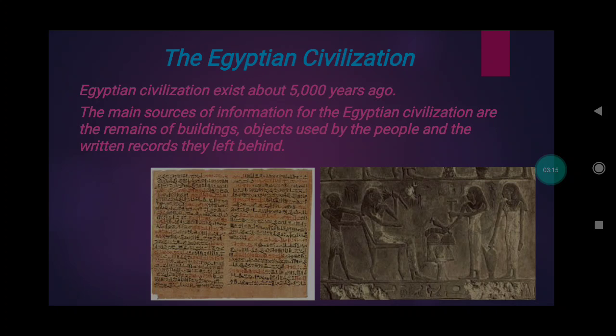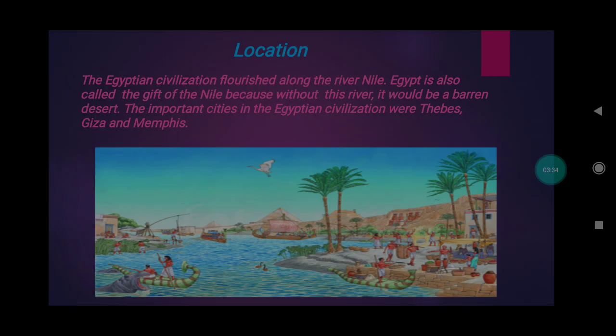The main source of information for the Egyptian civilization are the remains of buildings, objects used by the people, and the written records they left behind. Location. The Egyptian civilization flourished along the bank of the river Nile. Egypt is also called the Gift of the Nile.